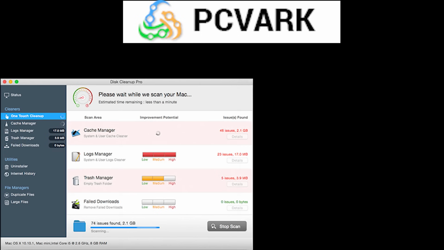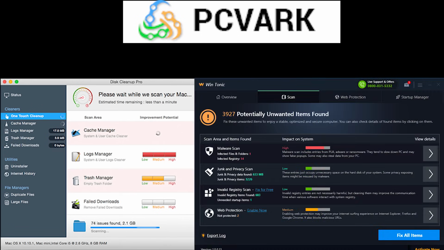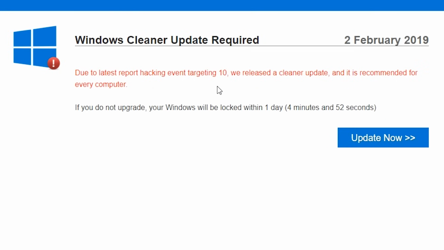And they've partnered with several manufacturers of scareware. Chief among these is PC Vark. PC Vark produce scareware for both PCs and Macs. And their titles include Mac Disk Cleanup Pro, and for Windows, WinTonic. And WinTonic is another one of these pieces of software, which is advertised by very sketchy means.